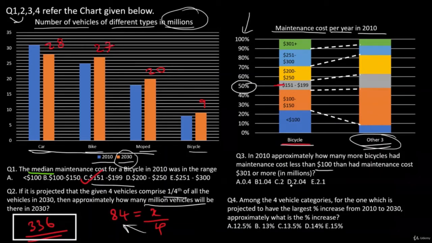All right, so over here we need to check the maintenance cost, right? So that's this question about. Over here maintenance cost is given in this stacked bar graph. Now we need it for bicycles, so that's this one over here, and we need to check the 2 categories: less than $100 and $301 and above. All right, so this is something more than 20%, right?